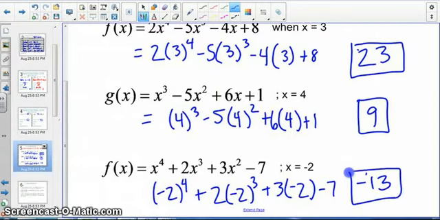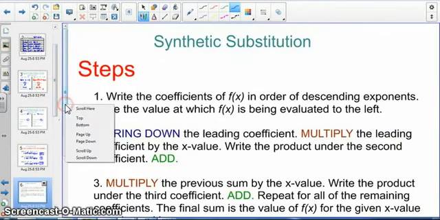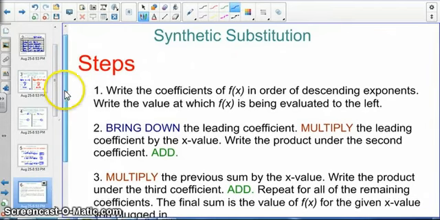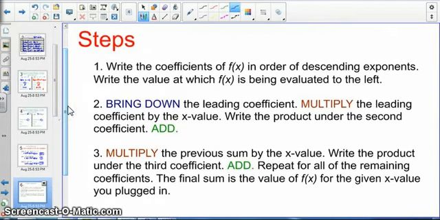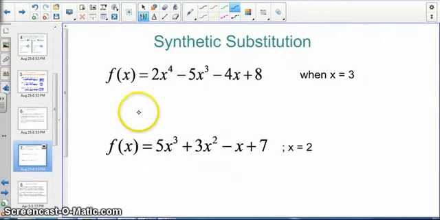Okay. So those should be pretty easy, just direct substitution. Now synthetic substitution, you can look at the steps here, okay, of what we need to do. If you want to pause it, you can look at the steps. I am going to go ahead and go to the next problem and show you how to use synthetic substitution. Synthetic substitution is just another way that we can use to solve these other than direct substitution.